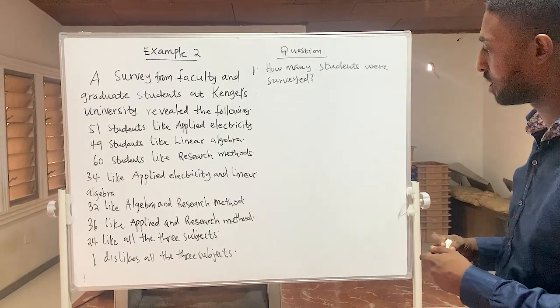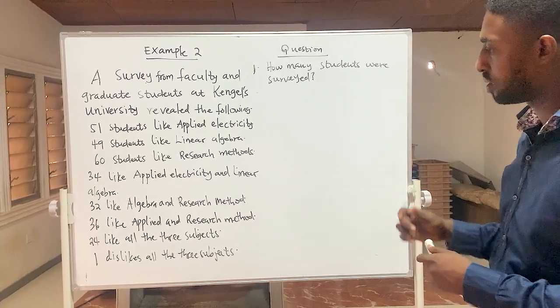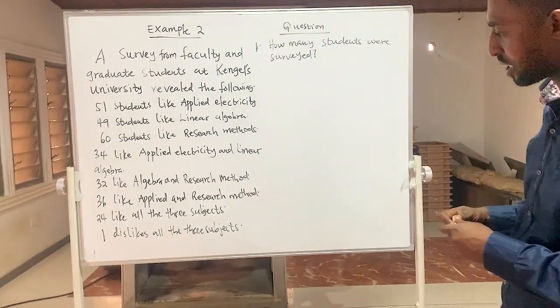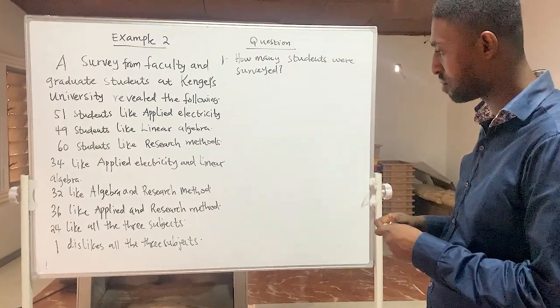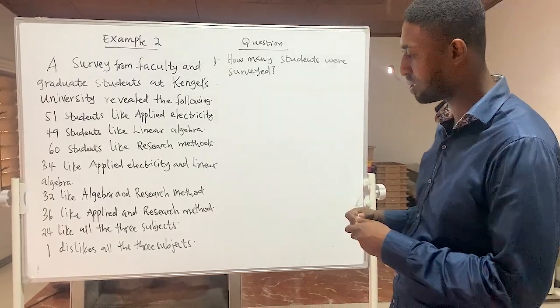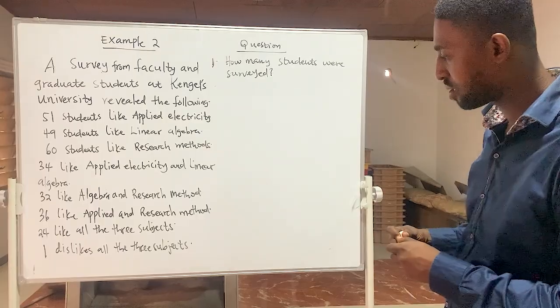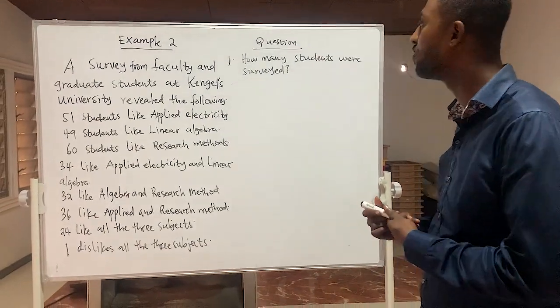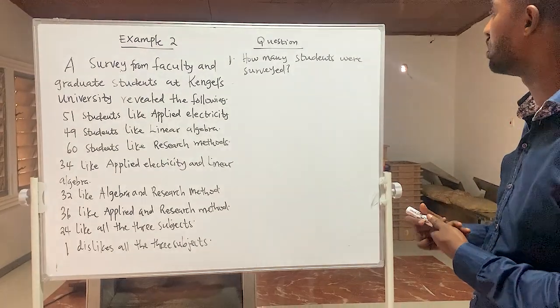34 like applied electricity and linear algebra. 32 like algebra and research method. 36 like applied electricity and research method. 24 like all the 3 subjects. 1 dislikes all the 3 subjects. How many students were surveyed from the university?